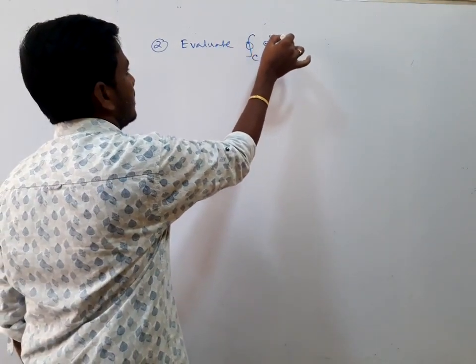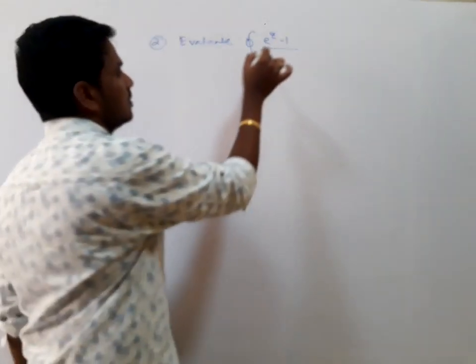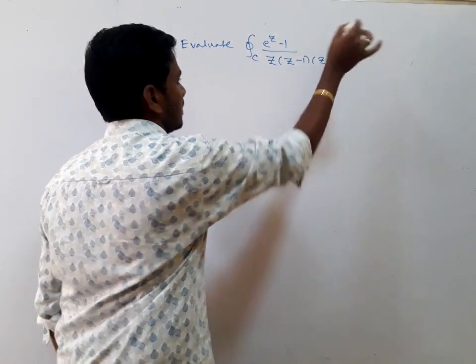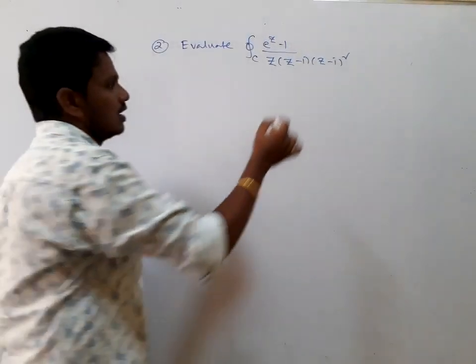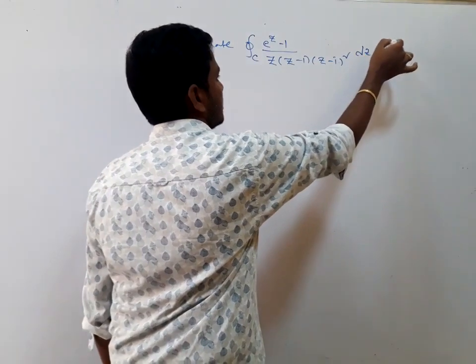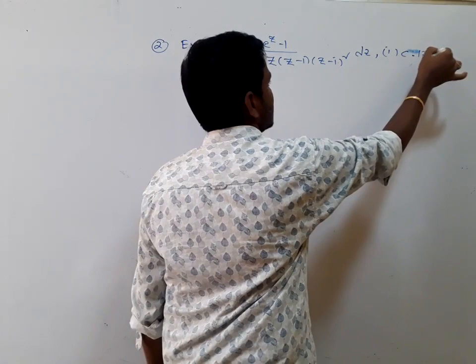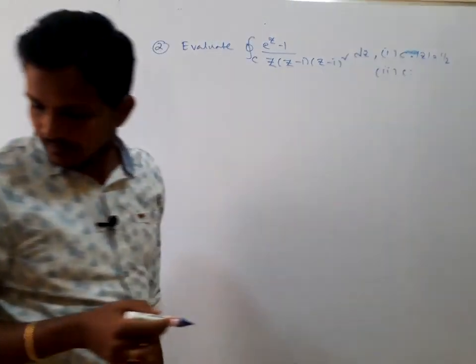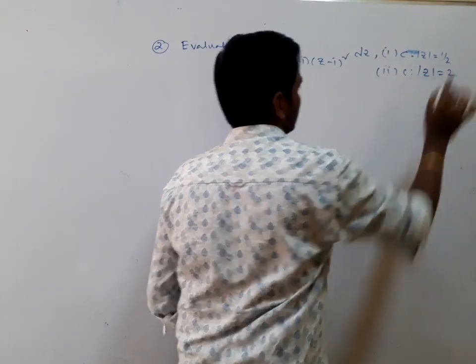of e to the power z minus 1 divided by z into (z minus 1) into (z minus i) whole square, dz. Here we have two cases. First one, c is the circle mod z equals 1 by 2. Second one, mod z equals 2.